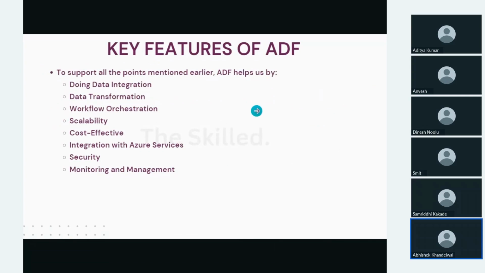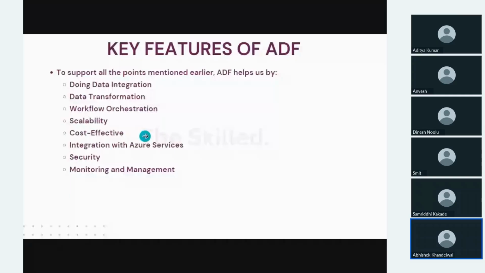So key features of ADF: data integration, transformation, workflow orchestration, designing the way where we can orchestrate or time the data. Scalability, it is a very efficient platform. It helps you to copy data in multiple parallel ways, and to write the data in multiple parallel jobs. And it is cost effective. So how is it cost effective?